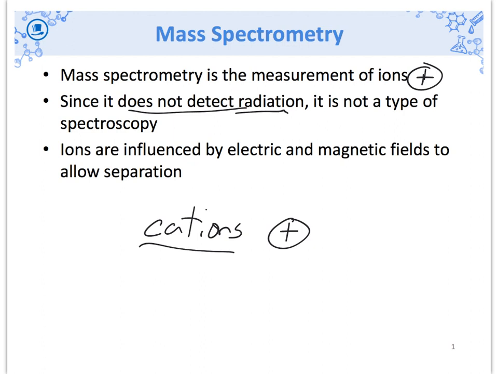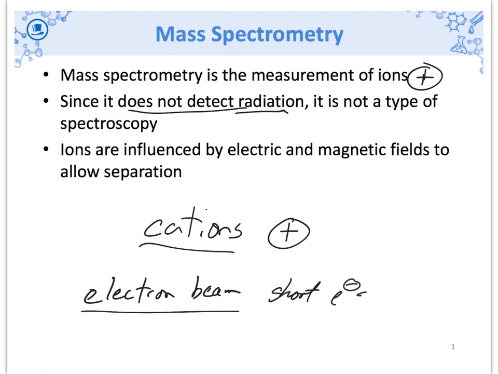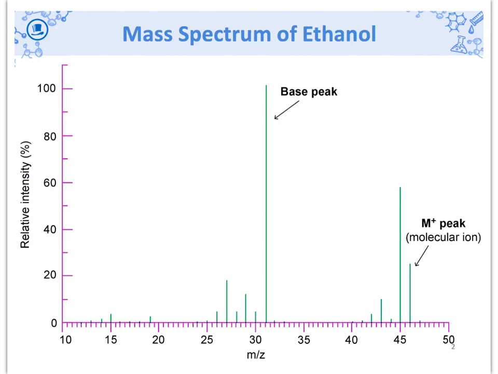So what happens in a mass spec, essentially, is we have an electron beam, for the type of mass spec we're going to talk about. This electron beam is going to shoot electrons at a molecule, and that's going to knock out an electron from that molecule, creating a cation. So the molecule gets hit with an electron beam, loses an electron, and that creates a cation, and that's what we detect in a mass spec.